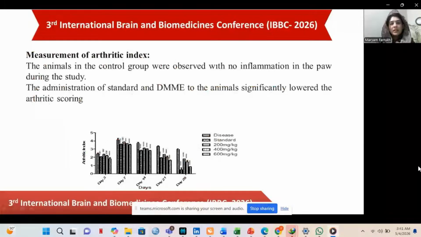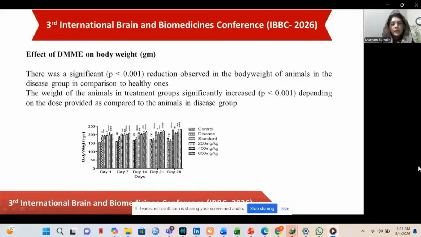Next are the results of arthritic index. Arthritic index of the control group was normal. No inflammation was noticed in the control group, while the administration of standard and plant extract to the animal significantly reduced the arthritic scoring. Next are the results of effect of plant extract on body weight. There was a significant reduction in the body weight of the disease group, while the body weight was normally increasing in the treatment group. The highest increase in the body weight was noticed in the highest dose group.